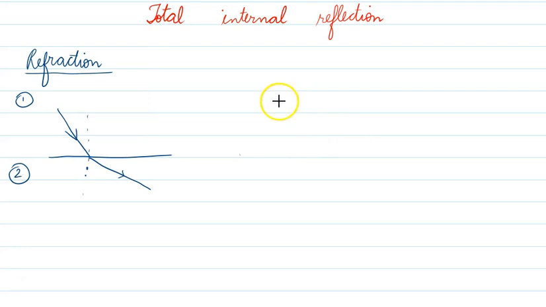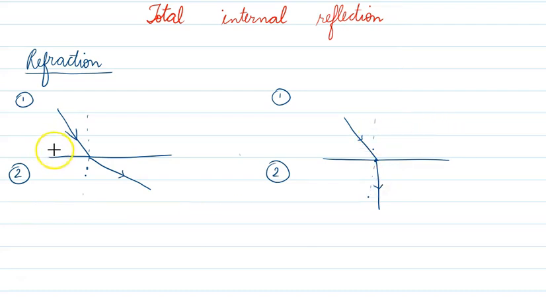There can be another situation where this medium 1 and this medium 2 are opposite of the case 1, that is, medium 1 is optically rarer and medium 2 is optically denser. So the light ray is now traveling from a rarer medium to a denser medium. This is the normal to the surface. As this is optically rarer medium and this is optically denser medium, now light ray will bend toward the normal like this. So this is all about refraction.